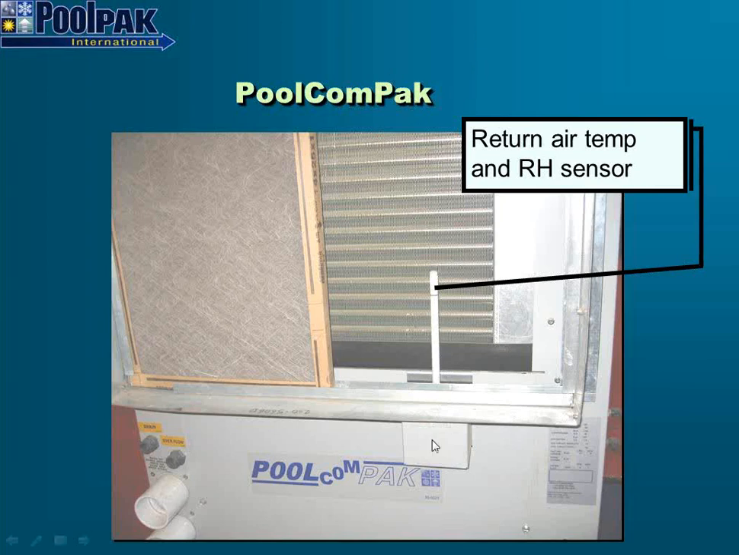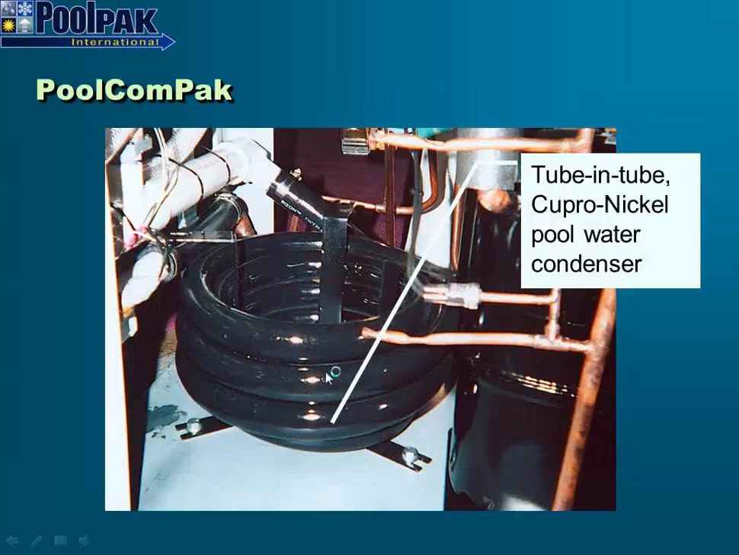This sensor must stay there. You cannot remotely locate it down in the return air duct. Leave it right by the unit. That's the way it's programmed to work, and that's the way it's going to work best. Here's a picture of the coaxial tube-in-tube pool water condenser. Essentially, we have a DX tube running inside a water jacket, and that water jacket comes to and from the pool, and that's how we reject heat and heat the pool using recovered energy.